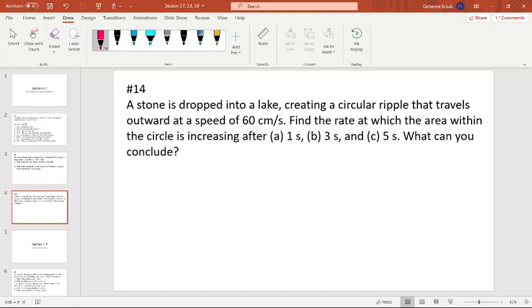Okay, so a stone is dropped into a lake, creating a circular ripple that travels outward at a speed of 60 centimeters per second. Find the rate at which the area within the circle is increasing after 1 second, 3 seconds, 5 seconds. What can you conclude?